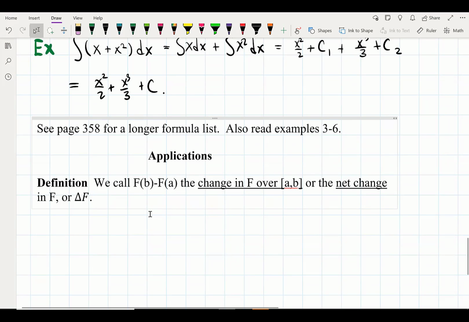Oh, and I see it's time. I was just about to start talking about velocity, speed, and displacement, but that's where I'll have to pick up on Friday.